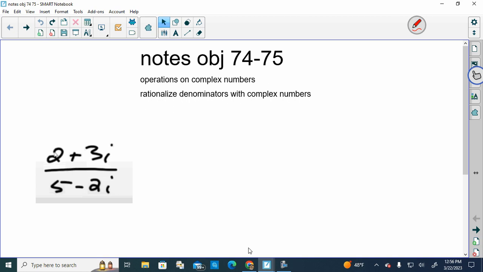So same thing in this one: we can't have imaginary numbers in the denominator. So we can't have the i in the denominator. So we're going to do the same thing we did with radicals. We're going to multiply it by the exact same thing, but we're going to switch the sign. And you only switch the sign of the one that has the i. Same thing with the radical. So I'm going to multiply this by 5 plus 2i. And whatever I multiply the bottom by, I need to multiply the top.